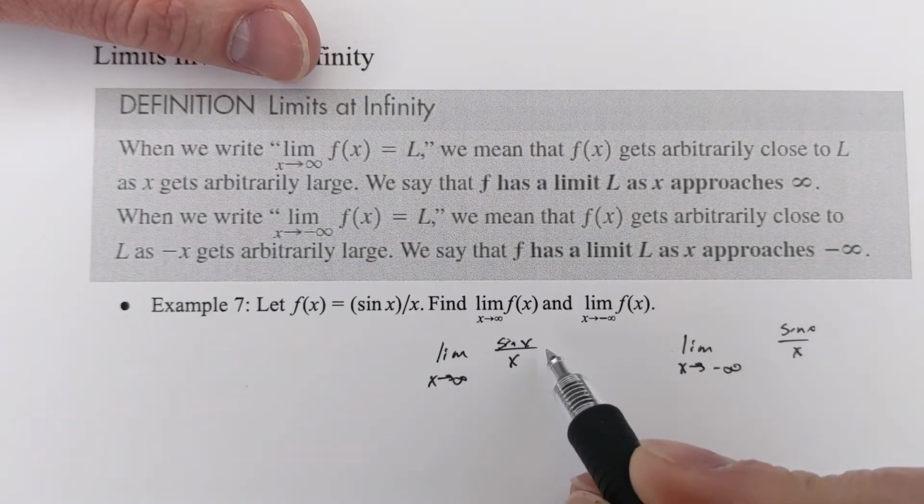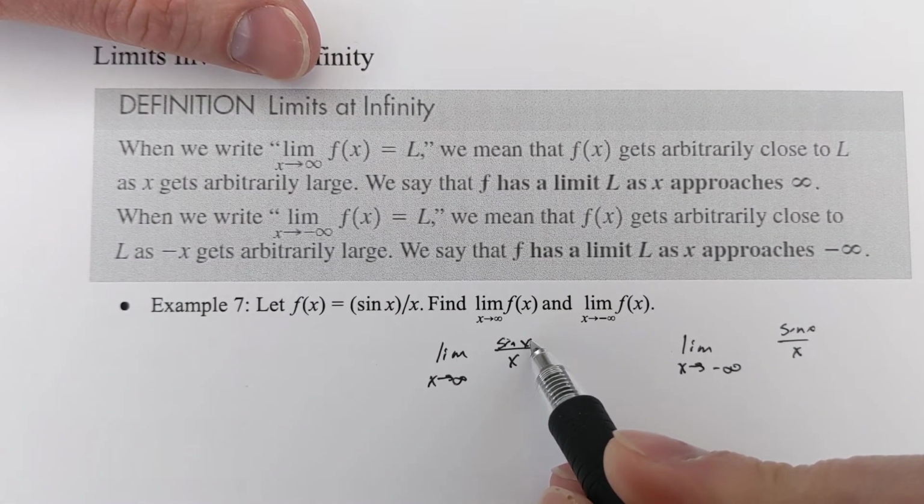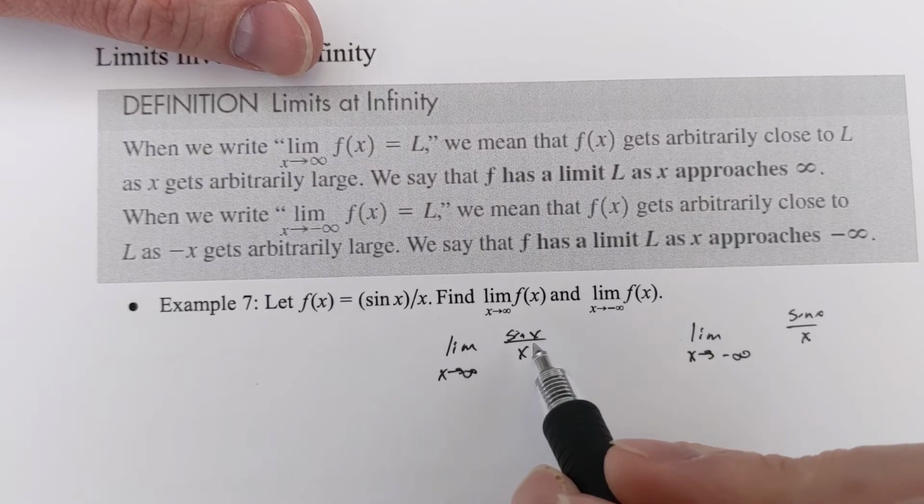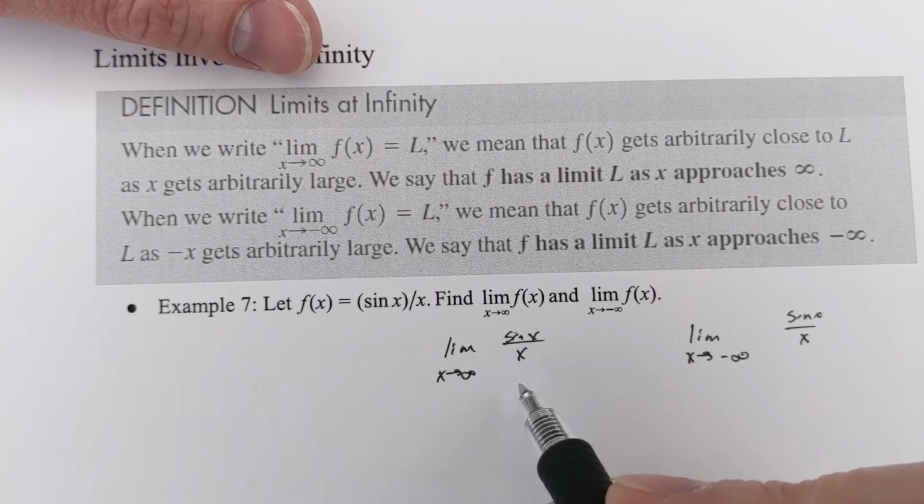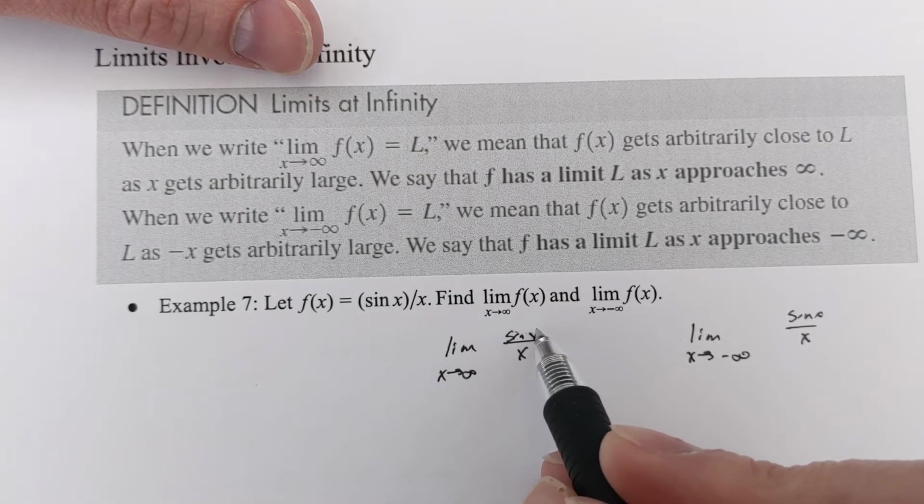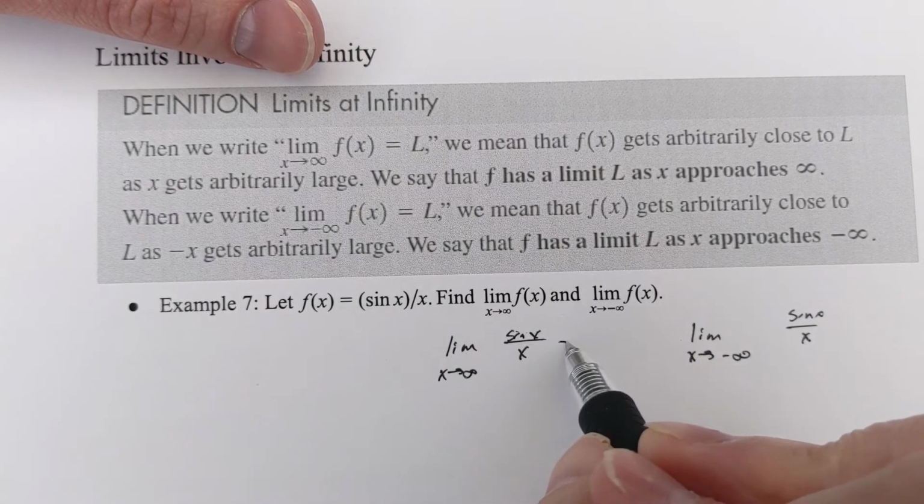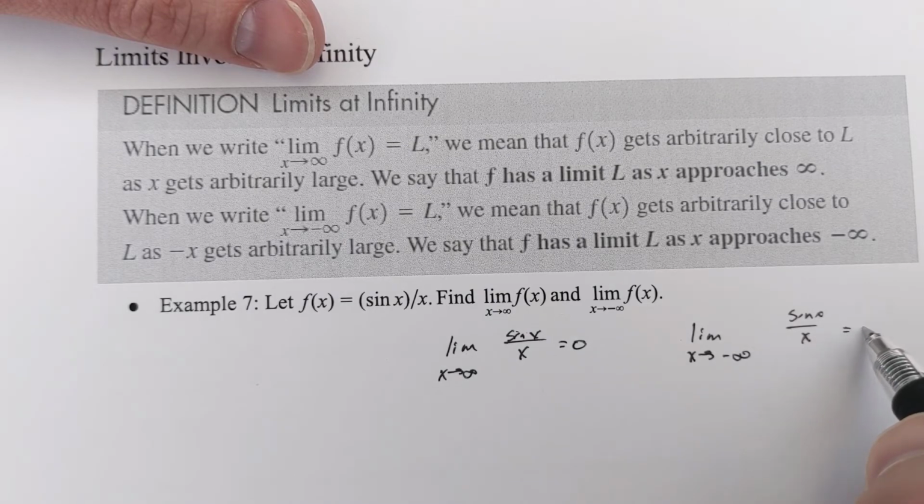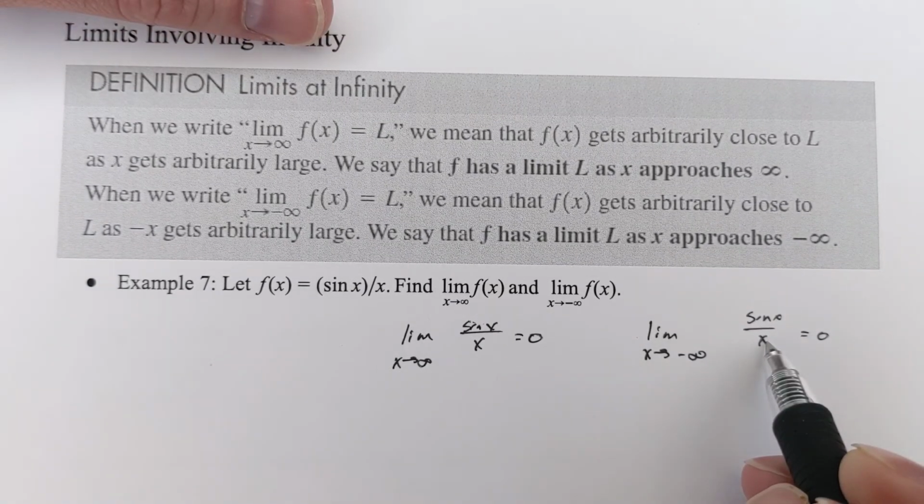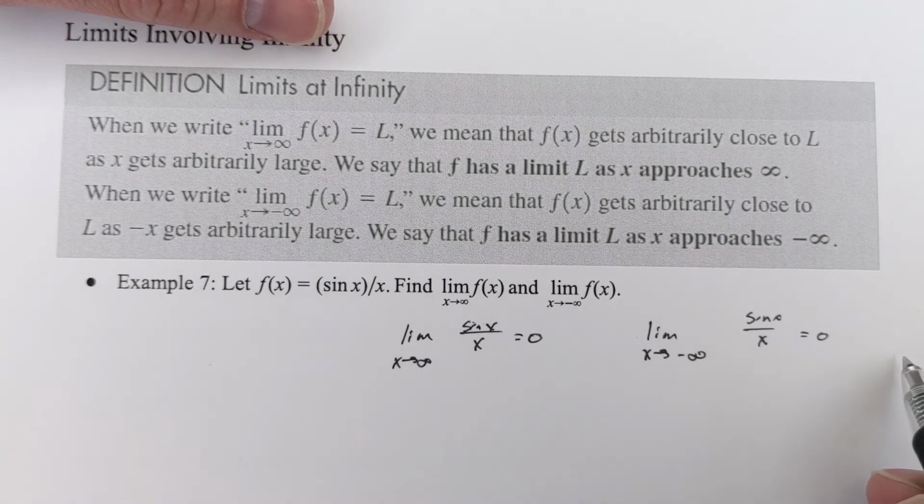Now, here's the thing. Sine never gets bigger than 1. There's no algebra way to do this; you just have to look at the graph. This never gets more than 1, while the bottom is getting very, very large, so this whole thing is going to be 0. The same thing happens over here. If the bottom of the fraction gets super large, the whole fraction becomes 0.